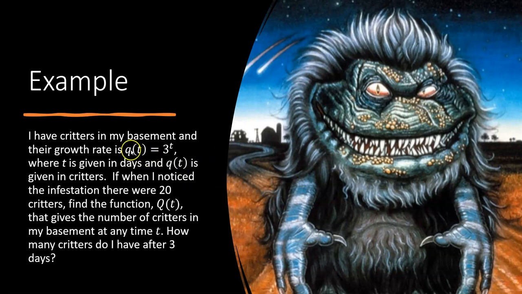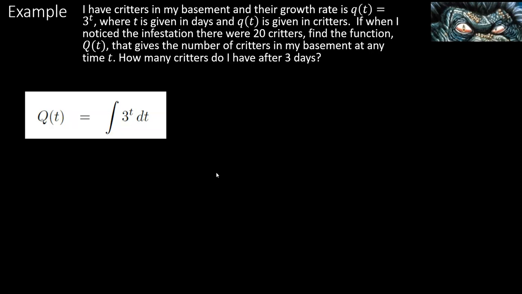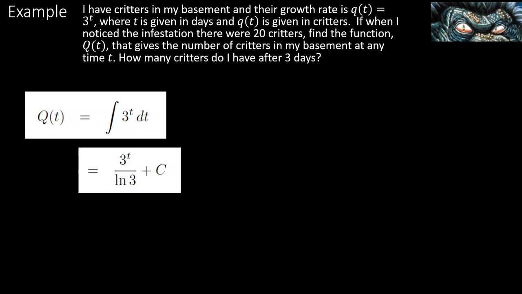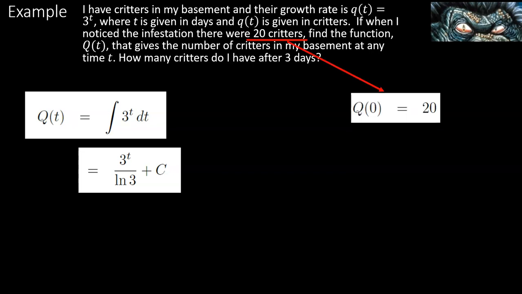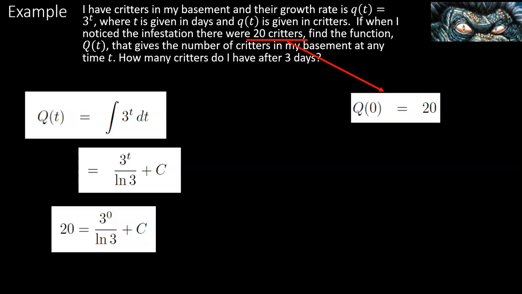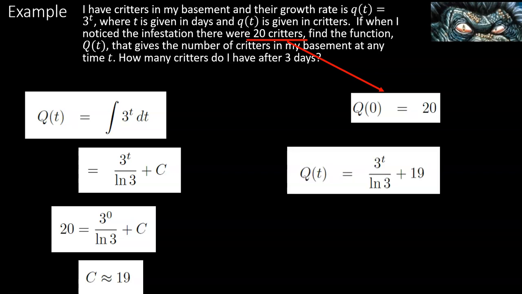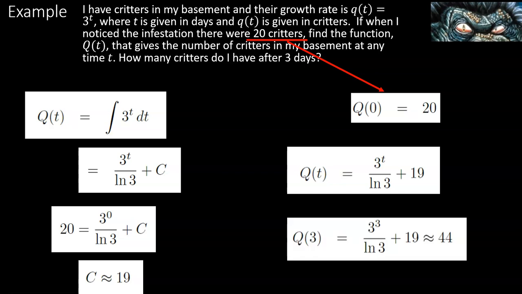Let's work on this. If I know that q of t is 3 to the t, I need to figure out what big Q of t is by integrating. I have the integral of 3 to the t dt, which we know is 3 to the t over natural log of 3 plus c. Since I know that we started with 20 critters, that means Q of 0 is 20. Plug that in. I see that c is equal to about 19. So I can plug that in to get my Q of t is equal to 3 to the t over natural log of 3 plus 19. My next question is, how many critters do I have after 3 days? So plugging 3 in, I get 44. It is definitely time to move.